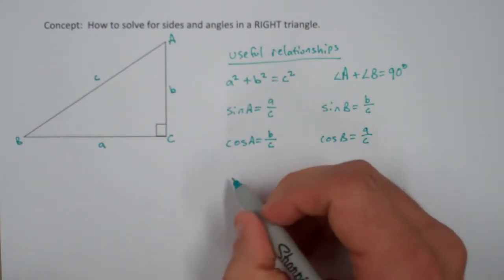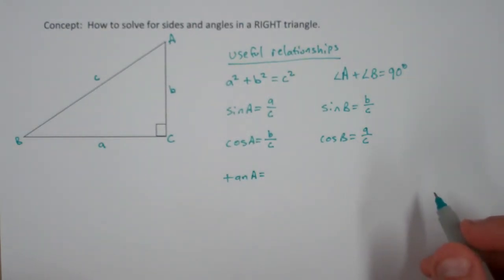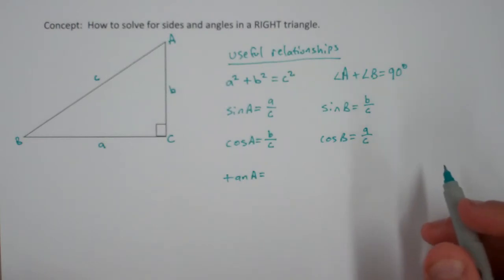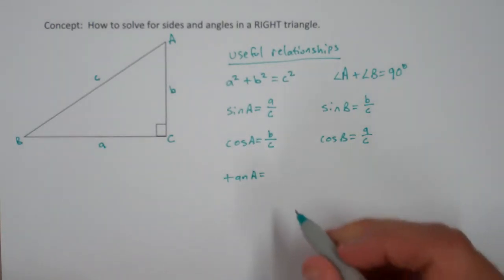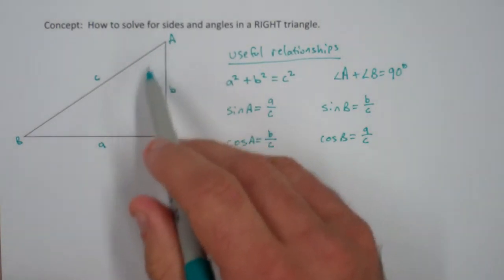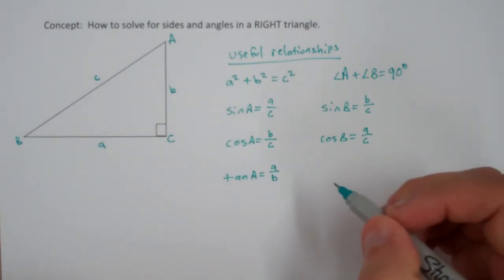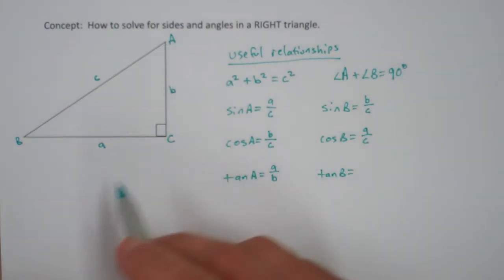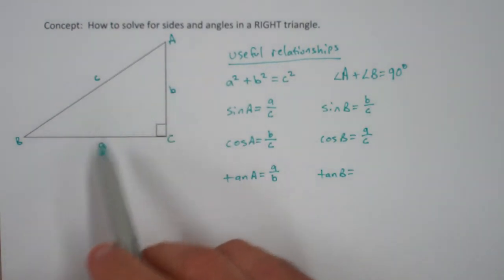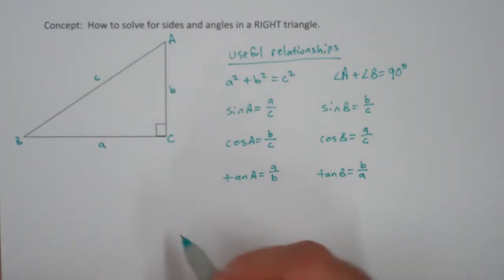And then the tangent is another one, and of course you could set up your other trig functions as well. But normally in a right triangle, when we're solving for sides or angles, we don't usually use those other trig functions, because sine, cosine, and tangent are normally enough. Tangent of A would be opposite over adjacent, so a over b. And then the tangent of angle B, we're going to define to be opposite b over adjacent, which is a. So these are just some useful things.